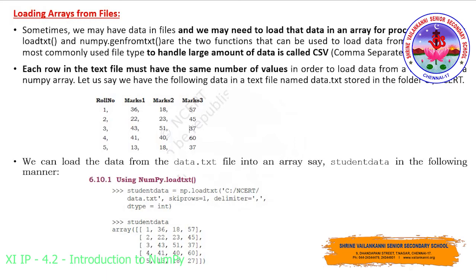Usually when we create an array, we provide an equal number of elements in each dimension. When we provide three rows and two columns, we have to provide the elements equally. Otherwise, we cannot find the rank of the array, and we will end up with some confusion. That is the reason why we have to provide the same number of values in order to load data from a text file.